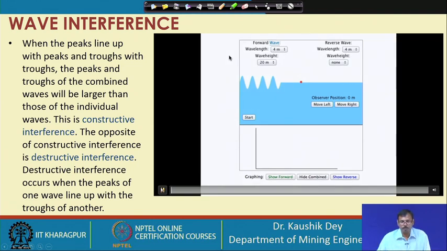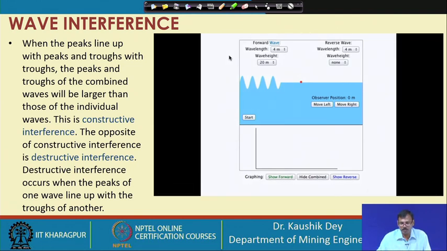This is a demonstration of the wave interference interactive illustration from SciencePrimer.com. A link to the illustration can be found in the video description. The illustration explores constructive and destructive interference by observing the movement as two waves pass each other moving in opposite directions.